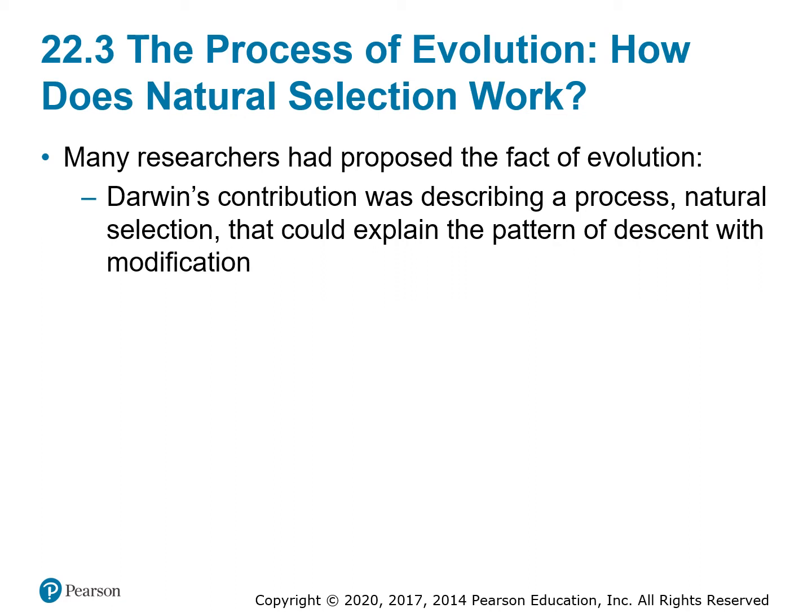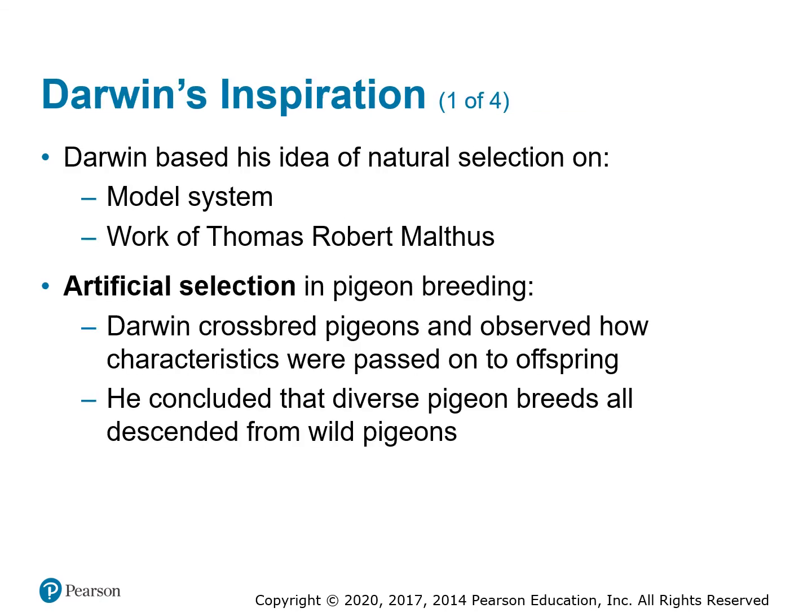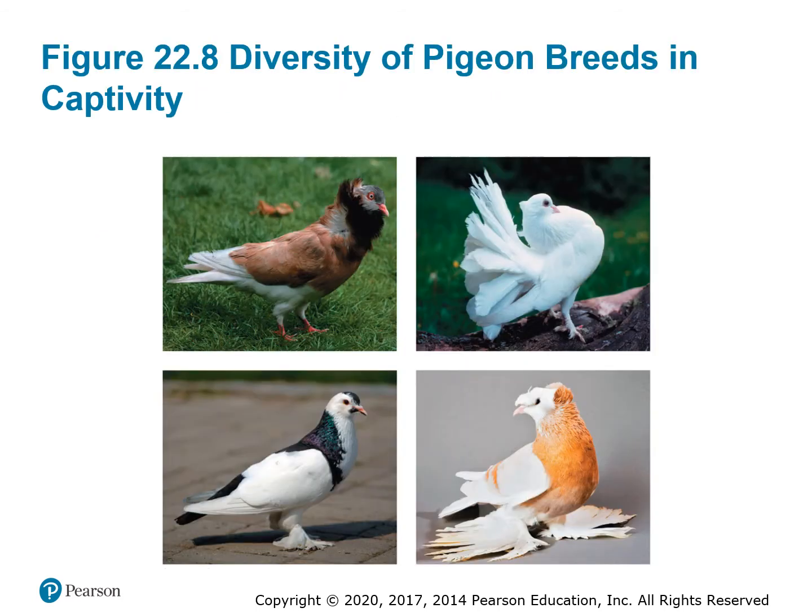Many researchers had proposed that things evolved. However, Darwin was the first that described the process, of course, and that process is natural selection that can explain how these changes in organisms happen. Some of Darwin's inspiration for a lot of his ideas came from different places, including work from other scientists. He also saw some interesting things as he was experimenting with pigeons and pigeon breeding in terms of artificial selection. And of course, basically what he found was that all of the pigeon varieties that you have came from a wild type, and they're just modifications of that, selected depending on what the person breeding them wanted.